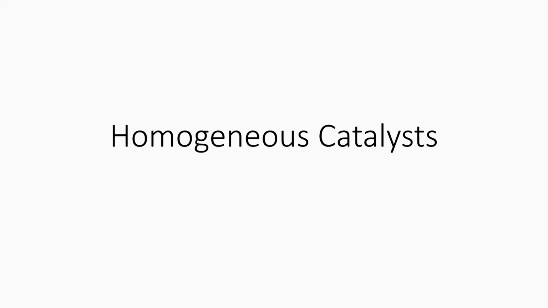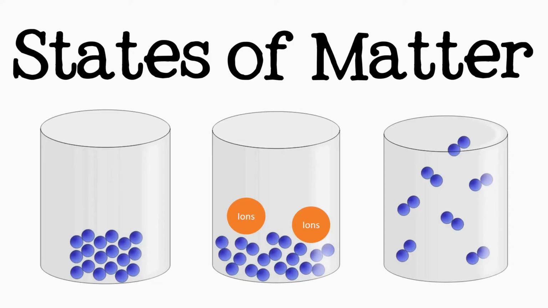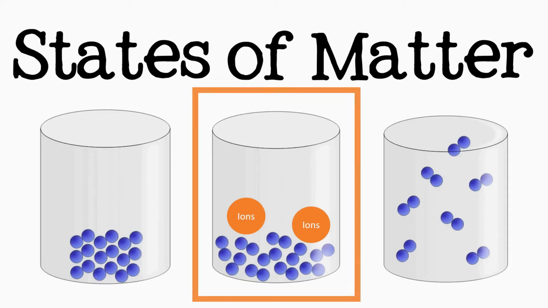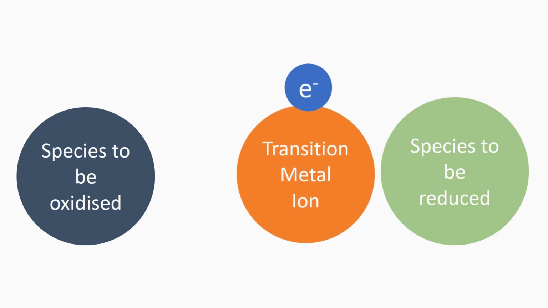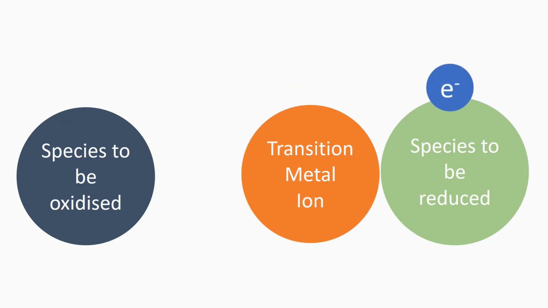Welcome to homogeneous catalysts. Homogeneous catalysts are catalysts that are in the same phase as the reacting species, which usually exist as ions in solution. Several catalytic mechanisms exist, but in the most common one, the transition metal ion catalyst borrows electrons from the species to be oxidized, and then returns these electrons to the species to be reduced.